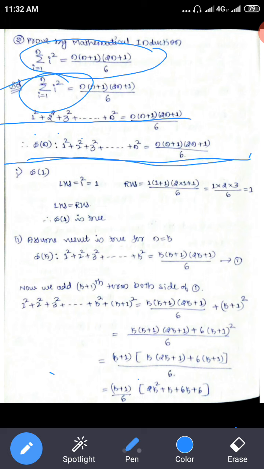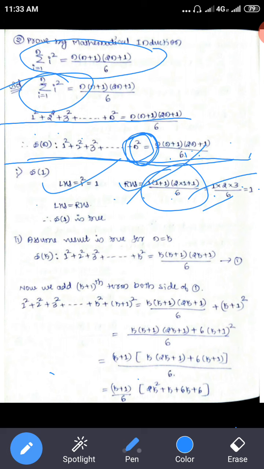So let us go for S of 1. Take LHS: 1 square, 2 square, 3 square, and so on up to n square. Take n equal to 1. What is 1 square? That is 1. Take RHS: 1 into 1 plus 1 into 2 into 1 plus 1, divided by 6. That is 1, 1 plus 1 is 2, 2 into 1 plus 1 is 3, 3 divided by 6. 3 twos are 6, divided by 6. The 6s cancel, so it is 1. So you are getting LHS 1, RHS 1, therefore LHS is equal to RHS, therefore S of 1 is true.